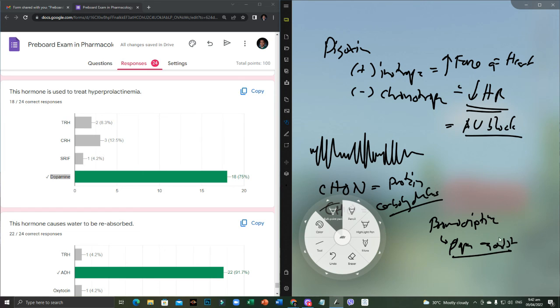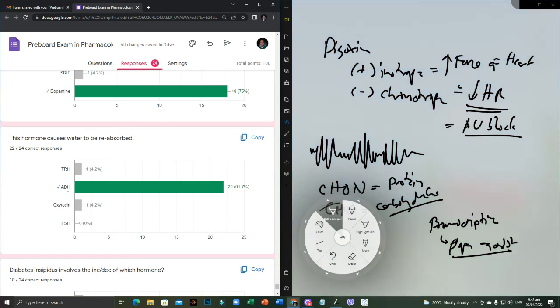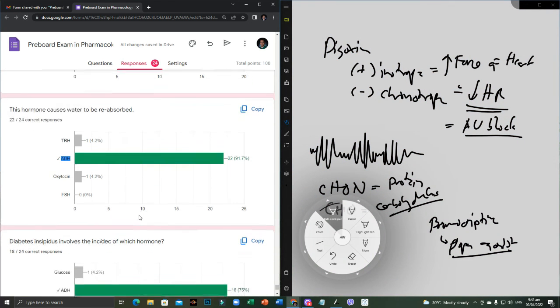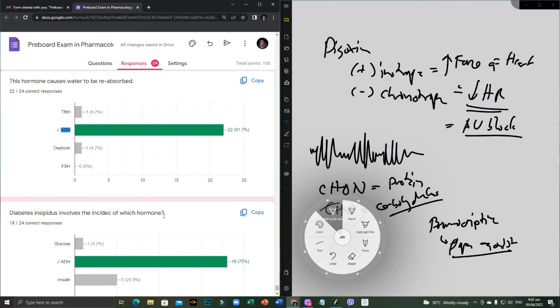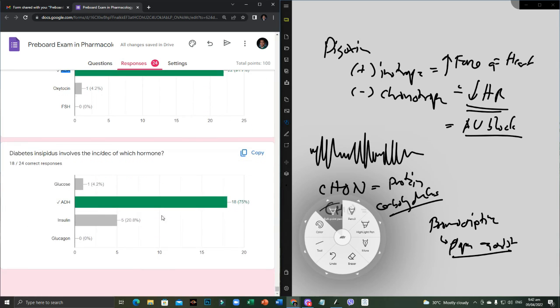This hormone causes water to be reabsorbed. So that's the antidiuretic hormone. Diabetes insipidus involves the increase or decrease of which of the following hormones? That would be the antidiuretic hormone. That's why, class, diabetes insipidus is different from diabetes mellitus. Diabetes mellitus involves an increase in your sugar levels, while diabetes insipidus doesn't involve sugar levels. It involves your antidiuretic hormone, vasopressin. Okay? Or also known as vasopressin.